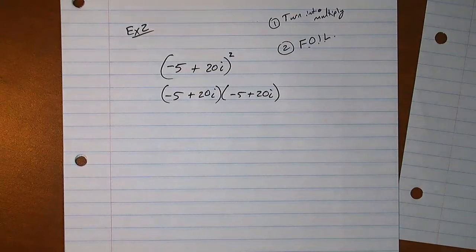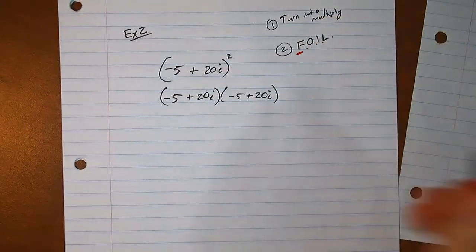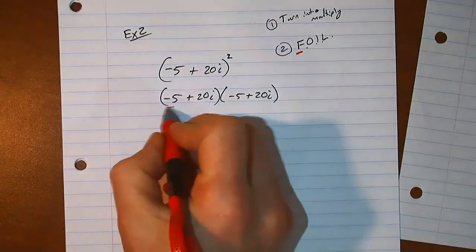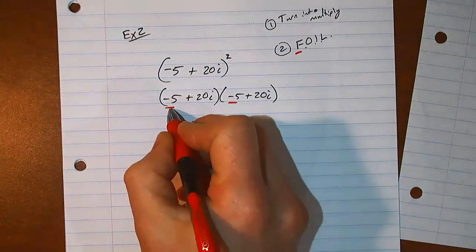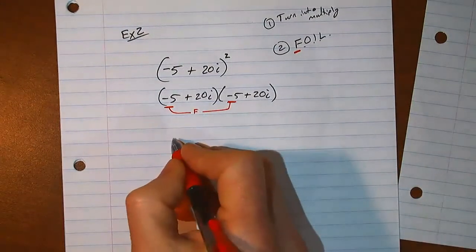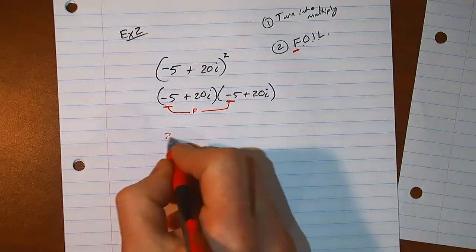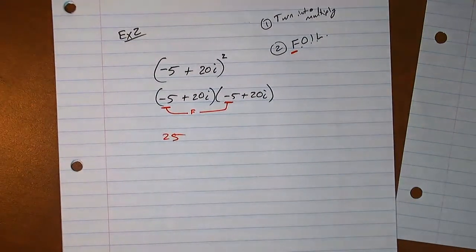Okay, so now when I multiply this, my F stands for first. So that's the thing in both parentheses that comes first. That's a -5 times -5. So I'm going to multiply -5 times -5 to get my F. -5 times -5 is going to be a positive. Negative times a negative is a positive. 5 times 5 is 25. So that gives me my first piece.